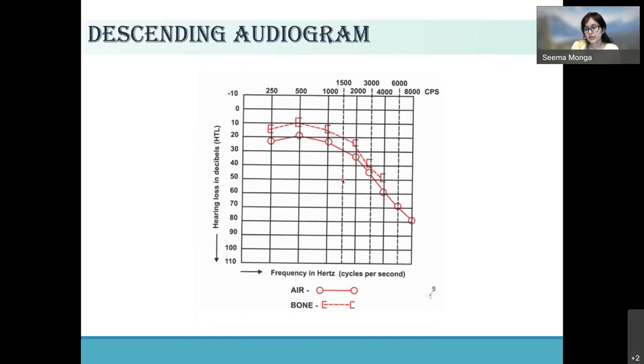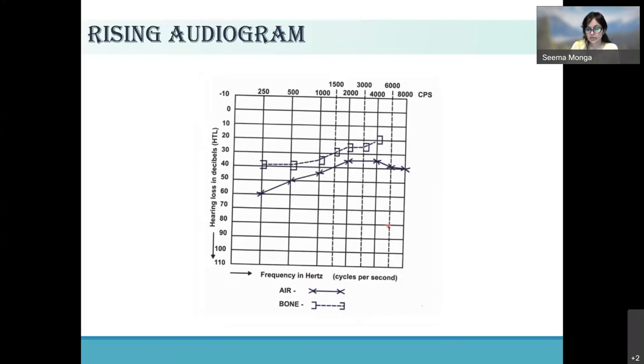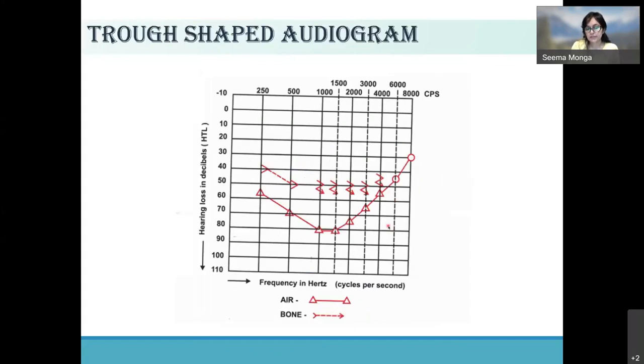This is a descending audiogram, all right? Acoustic trauma. This is a patient where at 4000 Hertz we see there is a dip. This is a typical picture of acoustic trauma. This is a rising audiogram. Trough shape audiogram. Where is it seen? Trough shape audiogram, classical of congenital hearing loss, all right?